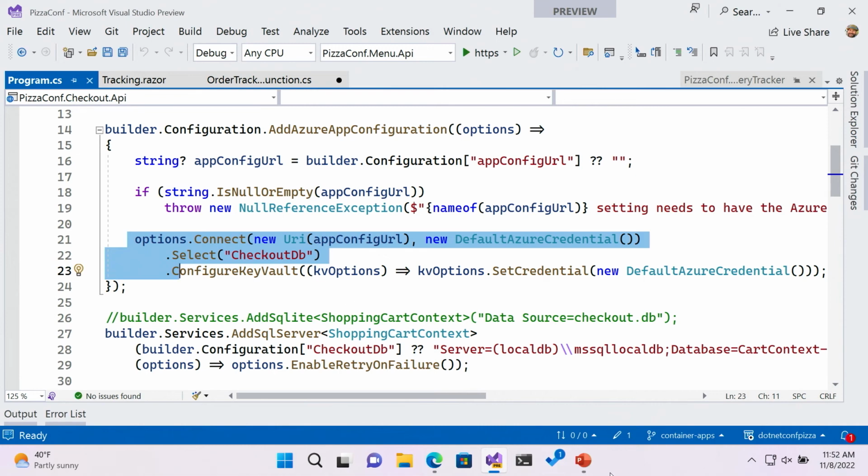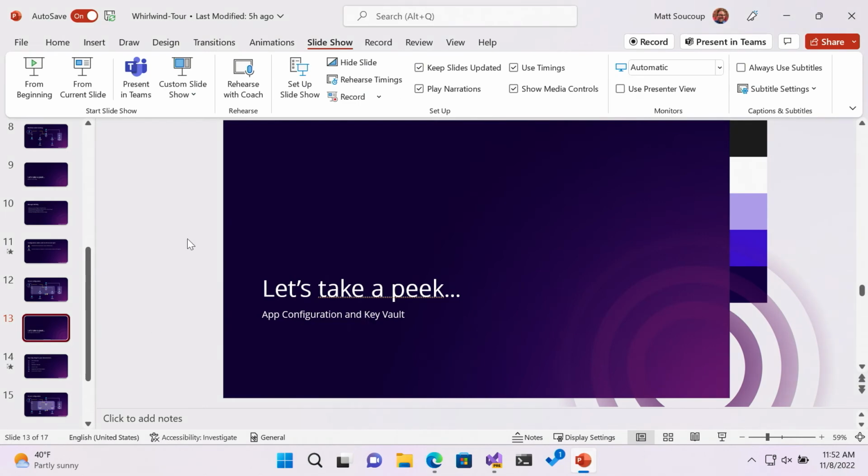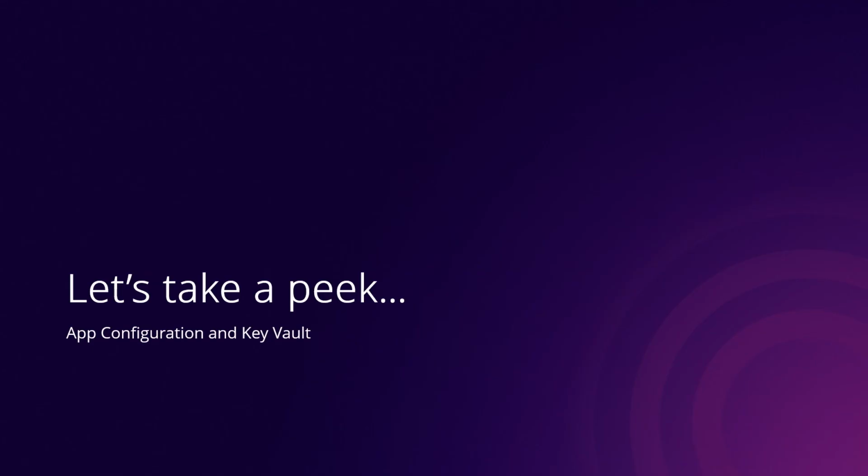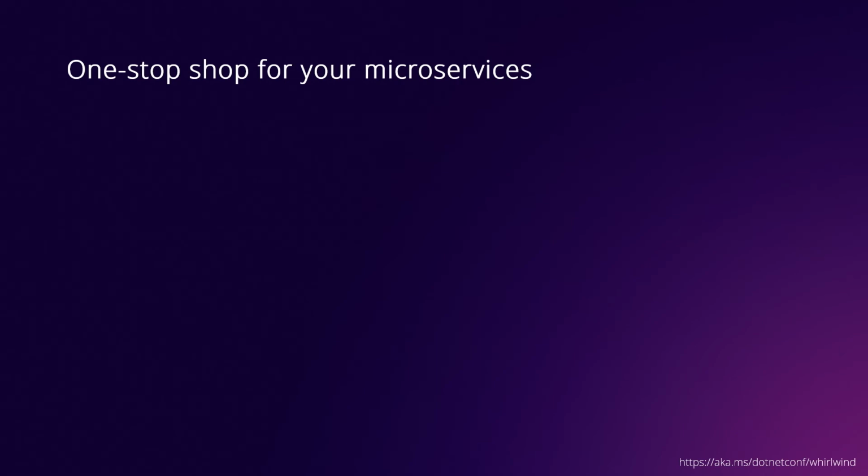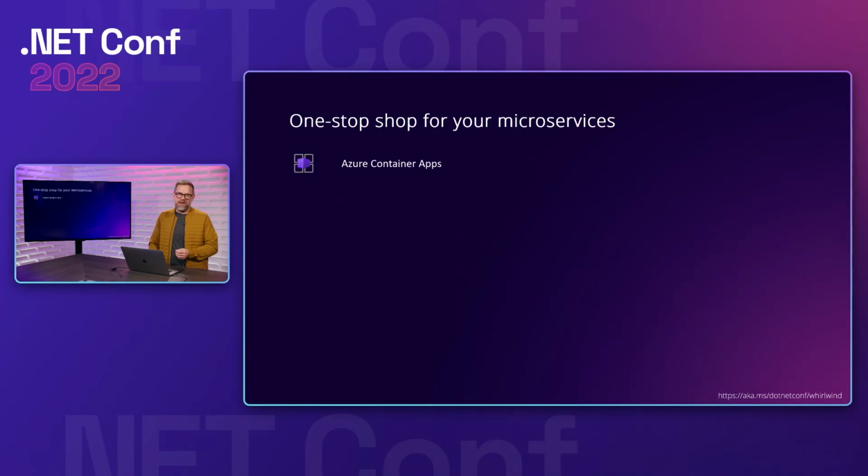All right, so we are whirlwinding around and we're going to keep on going. We have one last thing to talk about, and that's a one-stop shop for all your microservices, and that's going to be Azure Container Apps. What I love about Azure Container Apps is, one, they're containers. I mentioned before that we deployed everything to app service in containers. Well, now we can kind of lift and shift them to Azure Container Apps. But Azure Container Apps are serverless, which means they can scale down to zero, amongst other things.